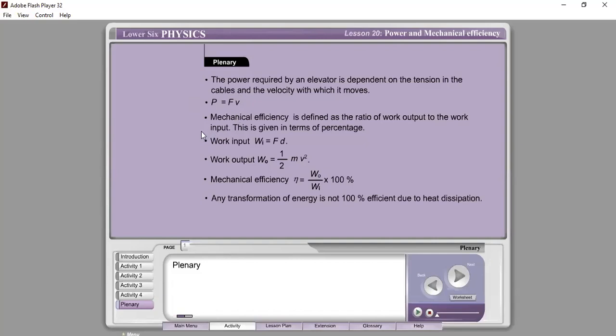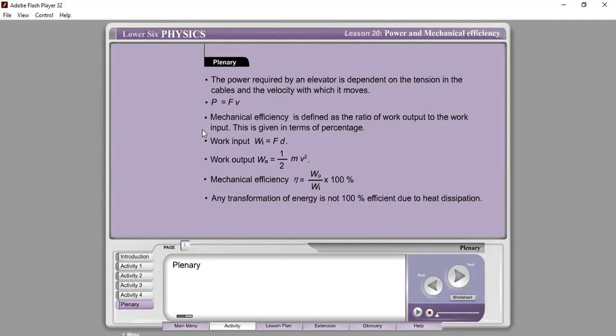Mechanical efficiency is defined as the ratio of work output to the work input. This is given in terms of percentage. Work input normally is Fd, and work output is 1/2 mv squared if the object is moving. Mechanical efficiency is given by the formula Wo, the output work done, over input work done, times 100%.